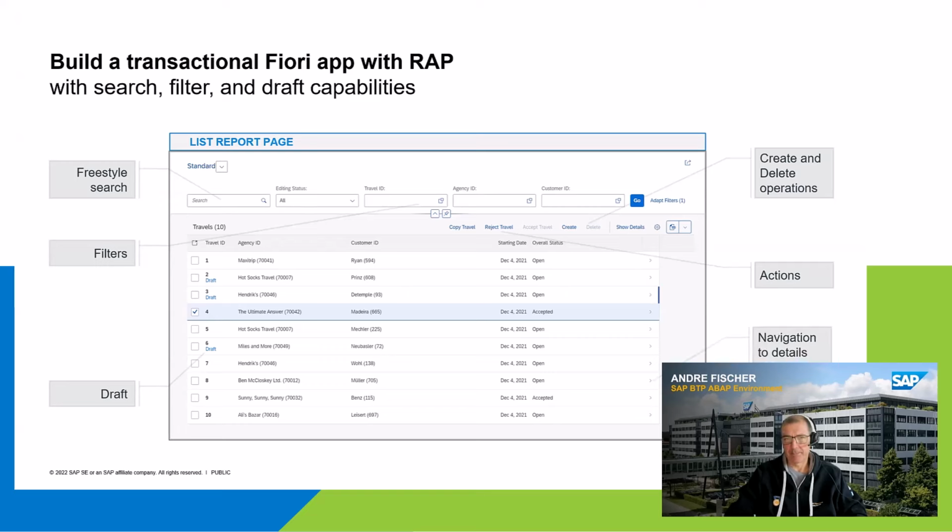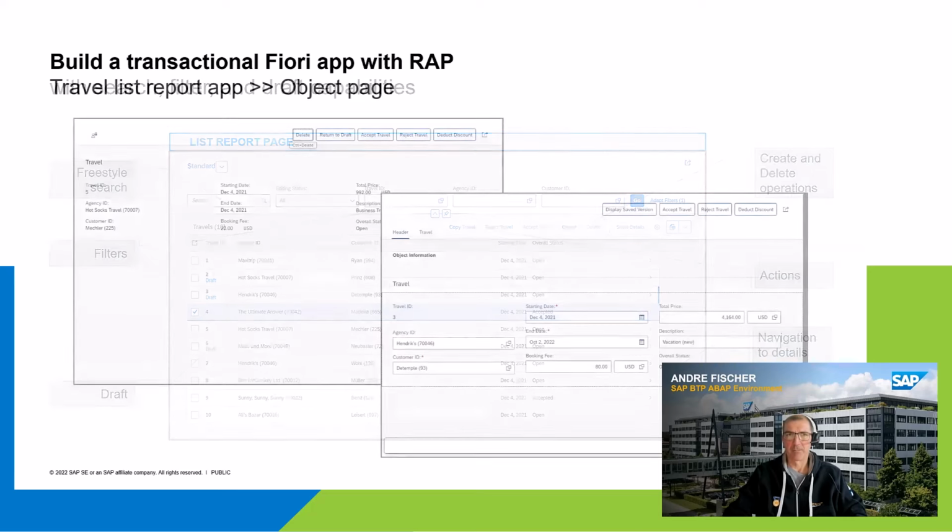And if we click here on the small arrow on the right-hand side in such a list report, we will navigate to a details page, which is called the object page.